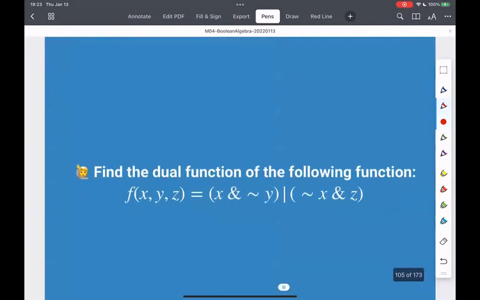So why is it called a dual? Because that's how we define it. So find the dual of the following function. What do you think it is? Anyone? Just write it out in the chat.